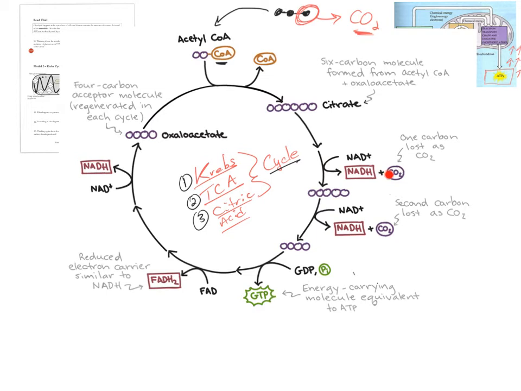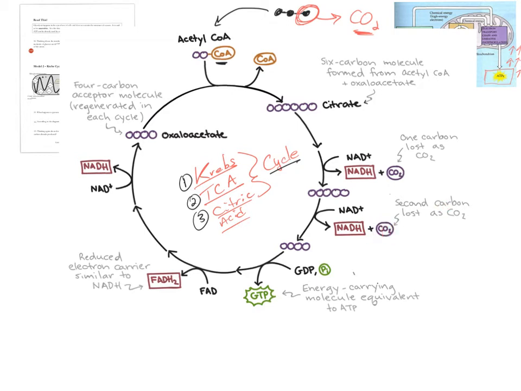As soon as you take that carbon off and make CO2, you take an electron away. That high energy electron is going to go to the electron transport chain, so a lot of energy is going to come out of here. CO2 is gone, again you breathe it out, and then it happens again: you have NAD+ going to NADH, and another CO2 going out.